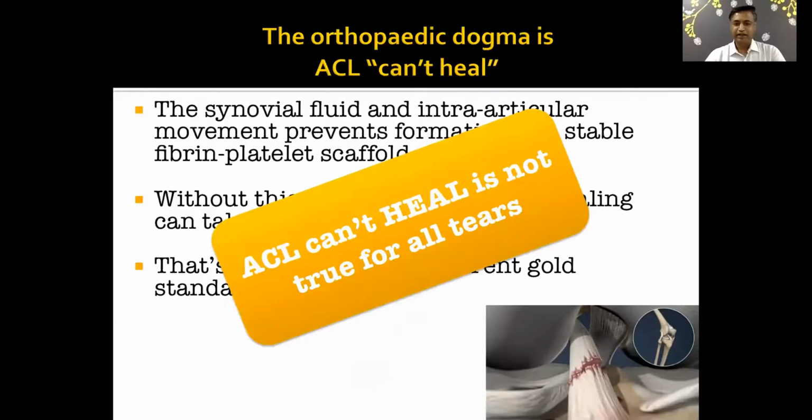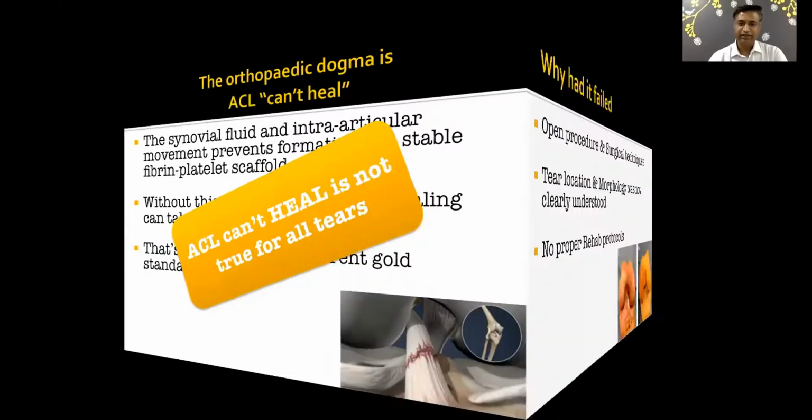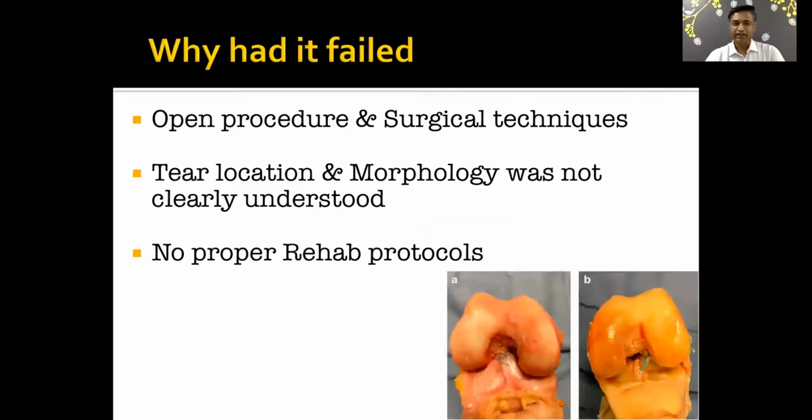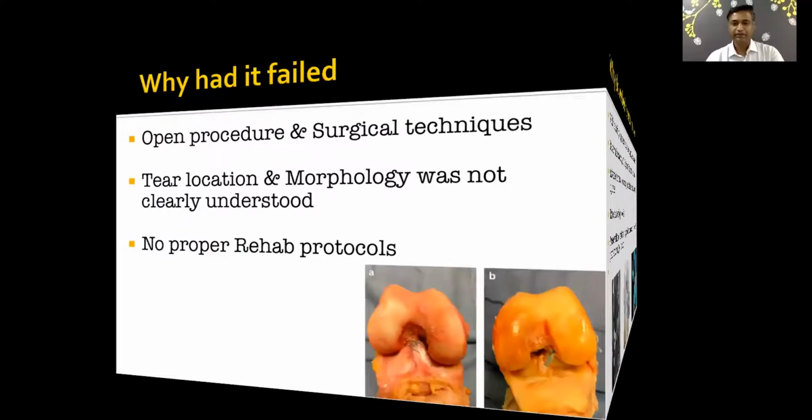So we will try to learn again here that all ACL tears don't heal, but there are a few tears which definitely heal. We have seen in the history why ACL repair had failed, because they were done in the 1970s and 80s. They were basically open procedures. The surgical techniques were not very advanced, and also they had no pre-operative idea about the tear location and morphology. So that is the reason they could not have done an excellent job. They had a lot of failures. Also their rehab protocols were not very good.